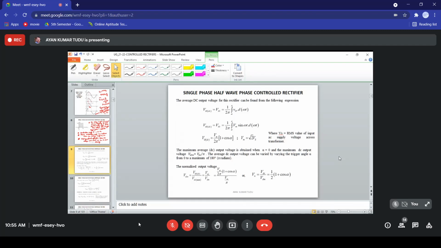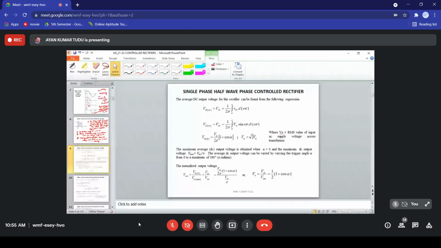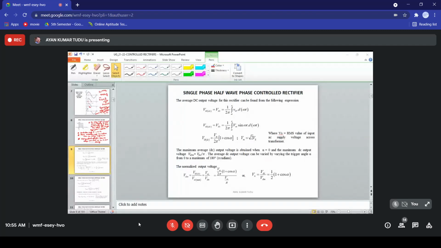Then the maximum average DC output voltage is obtained when alpha equal to 0, correct? When alpha equal to 0, we have the maximum average DC output voltage, VDM, equal to how much? VDM would be equal to Vm by pi. Understood? So the average DC output voltage can be varied by varying the trigger angle alpha from 0 to a maximum of 180 degrees. We can draw a graph showing how the DC output voltage varies when we change the trigger angle alpha. That is also understandable from the equation given.